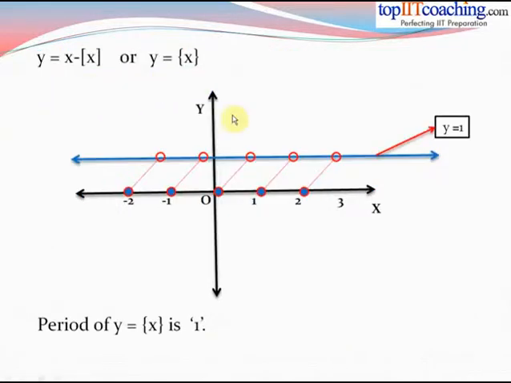Now let's take one more example. y equal to x minus greatest integer function of x, and that is y equal to the fractional part of x. Now we have already seen the graph of y equal to fractional part of x and it is as this. Now this is a periodic function and we clearly see that this repeats itself after every 1 unit. So the width of the interval is equal to 1. Thus the period of y equal to the fractional part of x is 1.